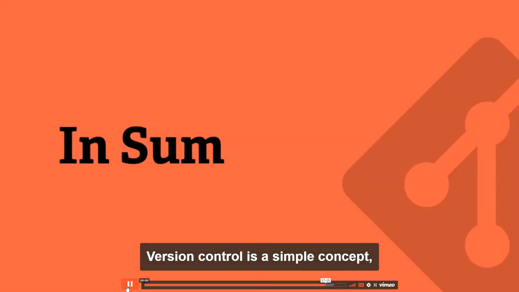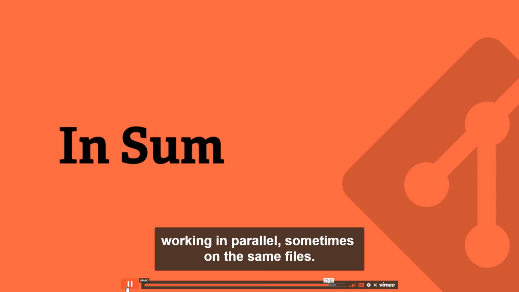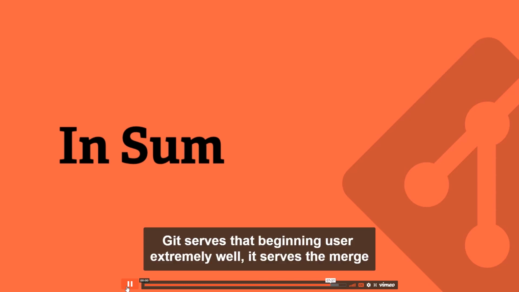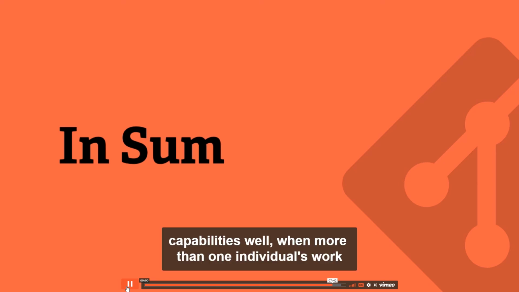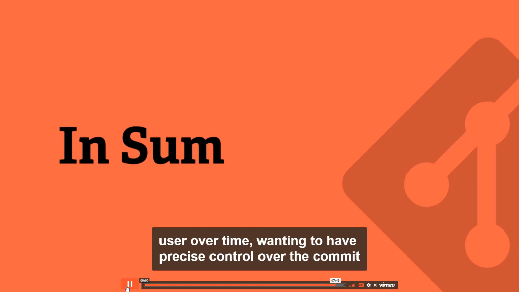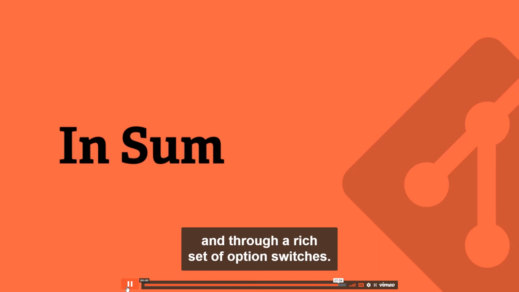Version control is a simple concept, but it's complicated by the work modes of today. People working in parallel, sometimes on the same files. Git serves that beginning user extremely well. It serves the merge capabilities well when more than one individual's work needs to be brought together. And it scales well to the advanced user over time, wanting to have precise control over the commit and over the visualizations through a series of small commands and through a rich set of option switches.